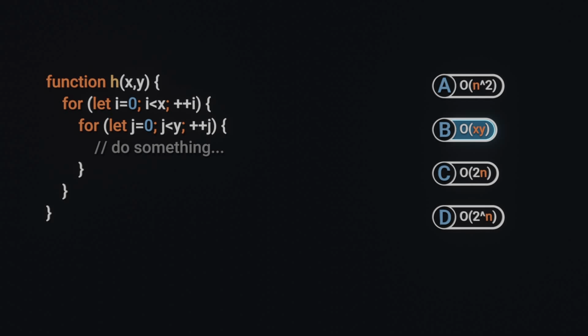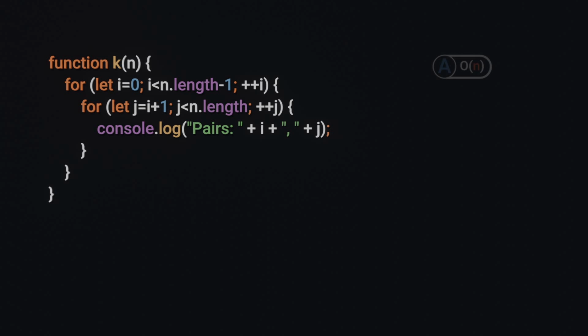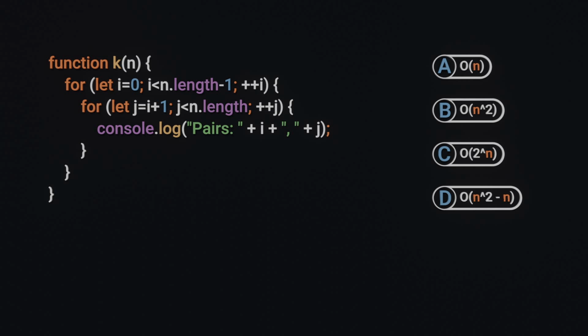Let's take a look at a more complex example. What is the time complexity of this function? This is a very common pattern. The nested for loop will compare every item in the array with every other item. The outer loop will perform n-1 iterations, but the inner loop is a bit more tricky. For each iteration of the outer loop, the inner loop will perform one less iteration.